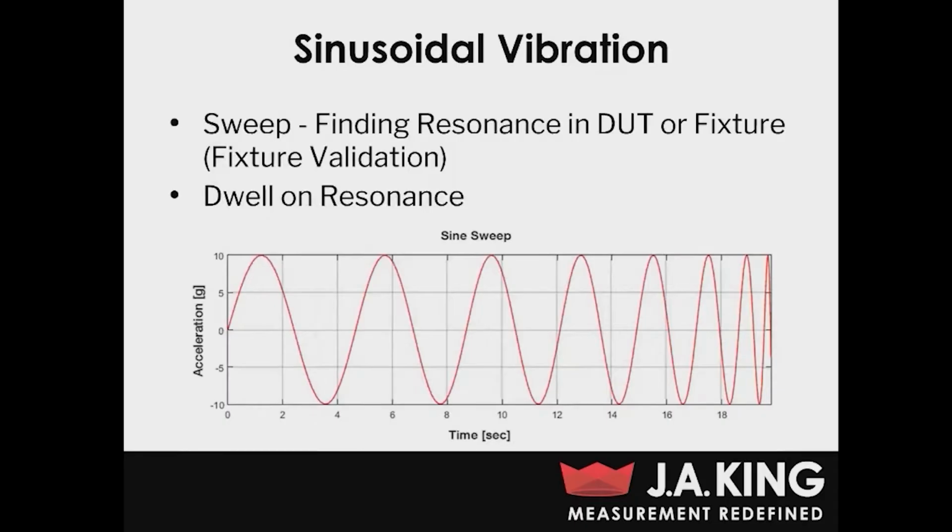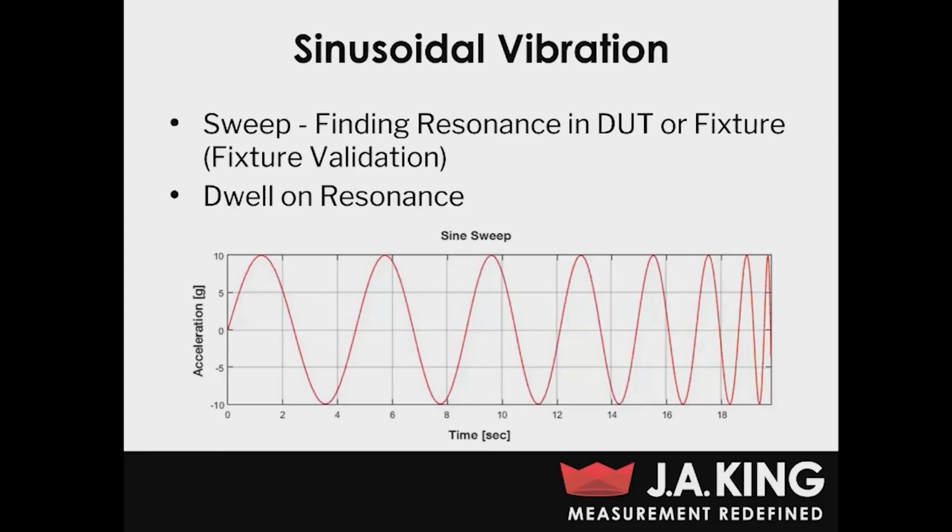So usually when you're doing sine vibration, you're going to perform a sine sweep. That sine sweep is used to find resonance in either your DUT itself or the fixture. When you want to find resonance in the DUT, usually the reason that you'd want to do this is to see what kind of damage you're going to experience at that resonant frequency. So usually you would do a sine sweep over a specific frequency range, and once you find that resonance, you would perform a dwell on it to see what kind of damage your DUT is going to experience.